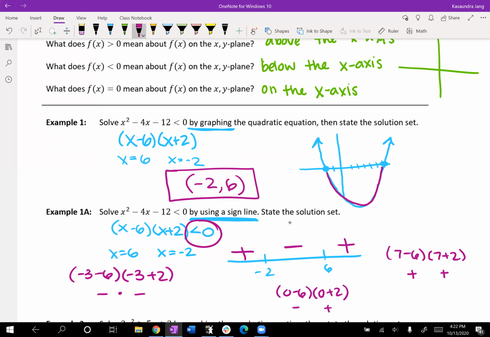And again, they want me to figure out when I am less than 0, when I'm in the negatives. And this section is where we are less than 0, all the negatives. So that would be from -2 to +6. So it's the same thing, -2 to +6 in parentheses, again, because I have just strictly less than, not less than or equal to. So here is my interval again. So I solved the same problem, just in a different way.